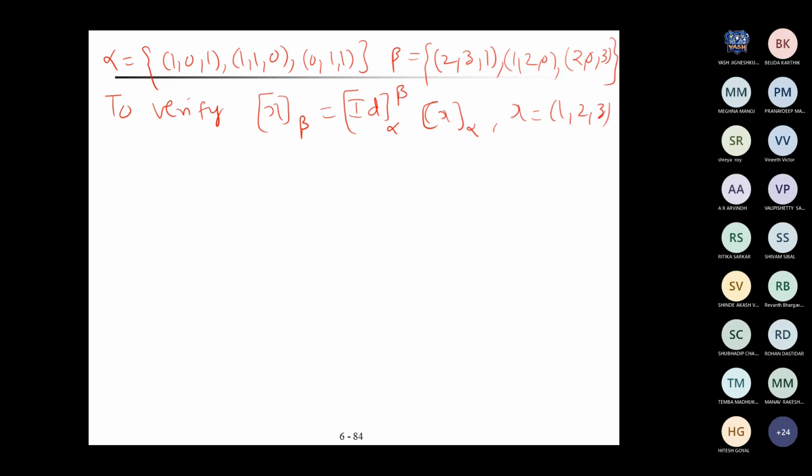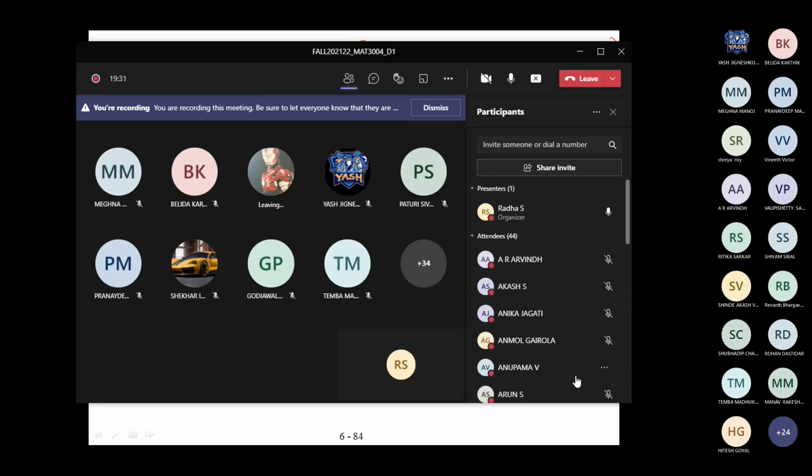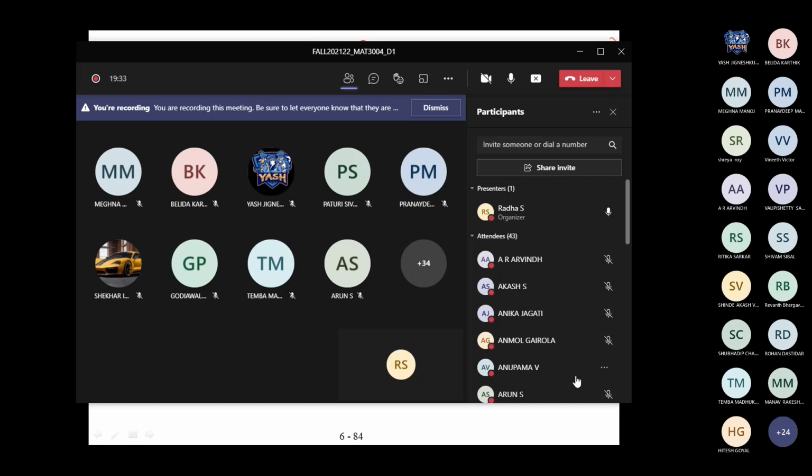So randomly I'll select somebody and ask in the middle. Please don't switch on the system and just move somewhere. Even then only 44 have joined. Okay.